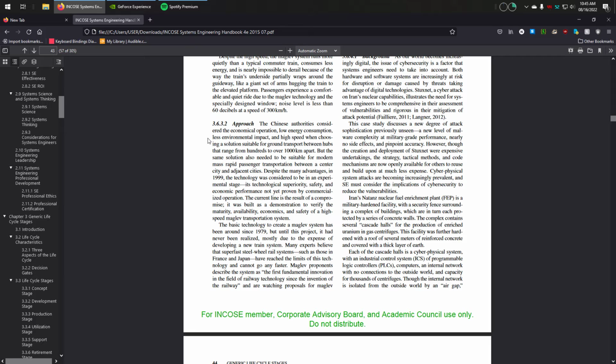when choosing a solution suitable for ground transport between hubs that range from hundreds to over 1,000 kilometers apart. But the same solution also needs to be suitable for modern mass rapid passenger transportation between a center city and adjacent cities. Despite the many advantages, in 1999, the technology was considered to be in an experimental stage. Its technological superiority, safety, and economic performance not yet proven by commercialized operation.